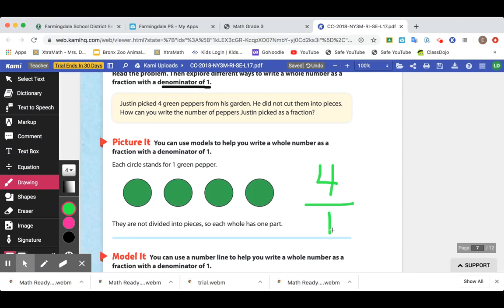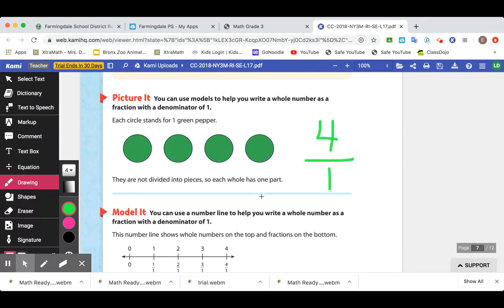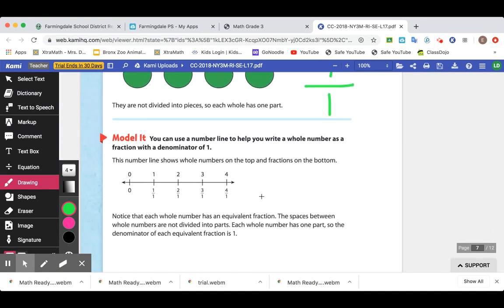Look, different than 1/4. 1/4 would be 1 pepper cut in 4 equal pieces, and you're talking about one of those pieces. Very different than 4 over 1. 4 over 1 means you have 4. Remember, your numerator is the part you're talking about, the part you're counting. And the denominator is how many equal pieces in the whole. Well, we didn't cut these up. They're whole. They're in one piece. Okay? So it just looks really weird. It looks strange because you haven't seen it before. Okay? You get used to it as time goes on.